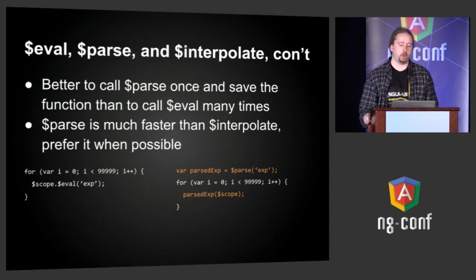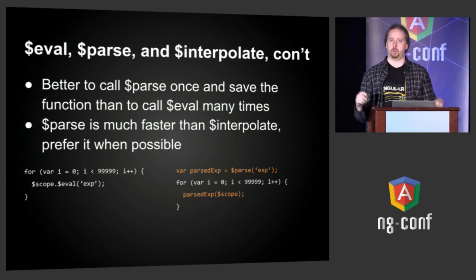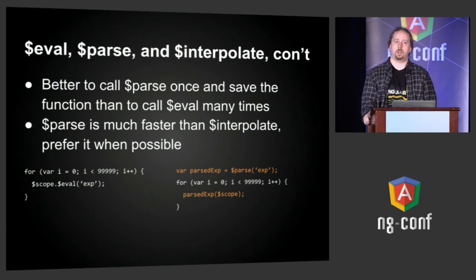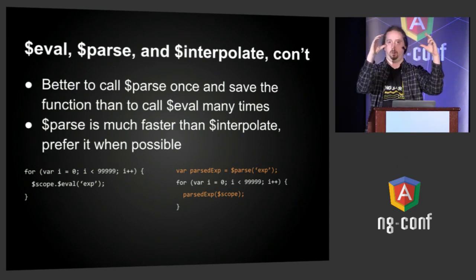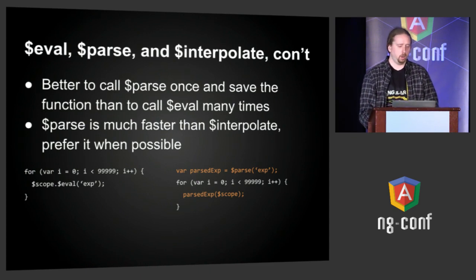And then with respect to interpolate, if you give interpolate a string, you can think of everything that appears in the double curlies as getting parsed, and then it string concatenates the whole thing together. So if you've got a really simple thing and you're literally just doing curly curly, a single value, calling parse on that is like twice as fast as calling $interpolate on it.